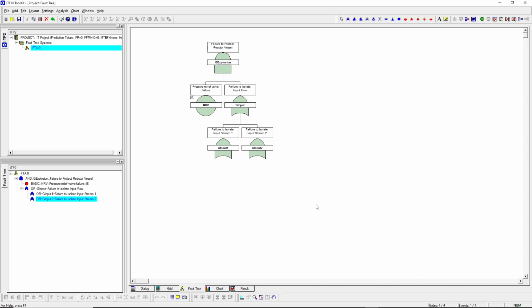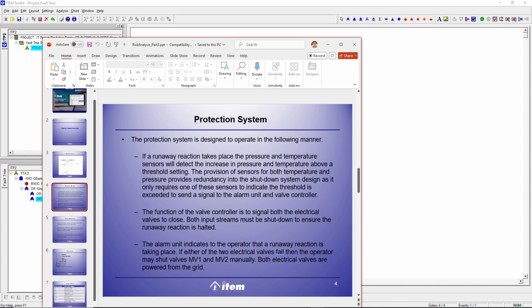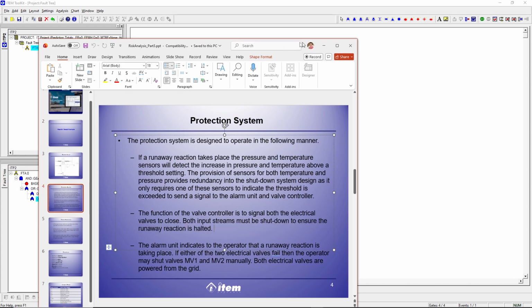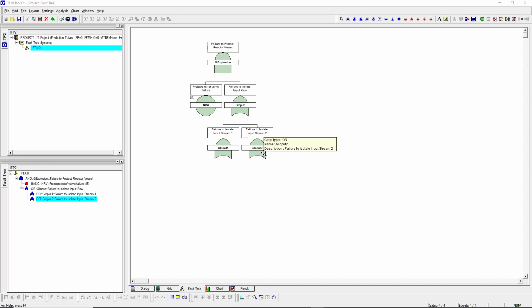Recall our system analysis from Part 3. Both input streams must be completely shut down to successfully halt a runaway reaction. This means that if either input 1 fails to close or input 2 fails to close, the overall input isolation safety function has failed, and high pressure will continue to feed the vessel. Because the failure of either independent pathway propagates upward, the logical relationship here is an OR gate.